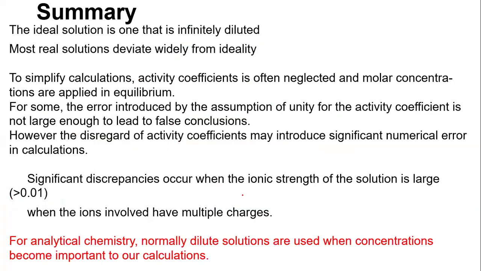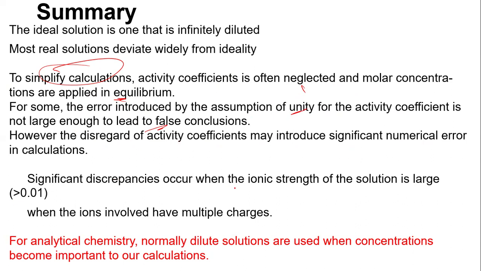That's it. And so in summary, the ideal solution is one that is infinitely diluted. Most real solutions deviate widely from ideality. To simplify calculations, the activity coefficient is often neglected, and molar concentrations are applied in equilibrium. The only reason is to simplify calculation, right? For some, the error introduced by the assumption of unity (unity is 1) for the activity coefficient is not large enough to lead to false conclusions. However, the disregard of the activity coefficient may introduce significant numerical error in calculation.